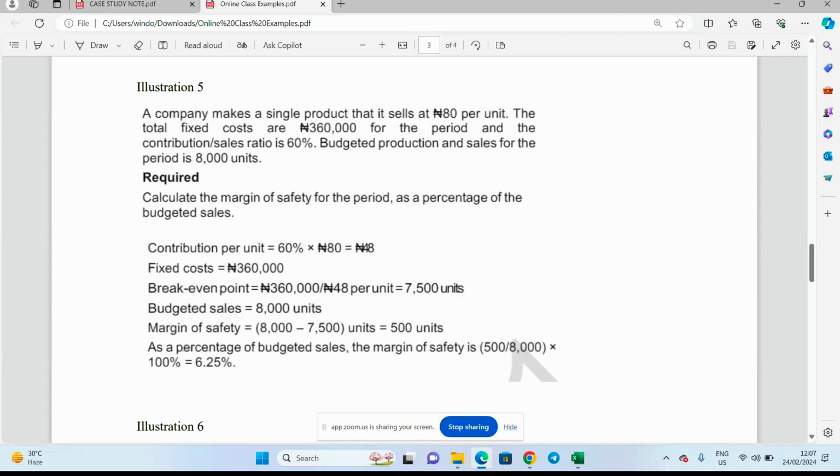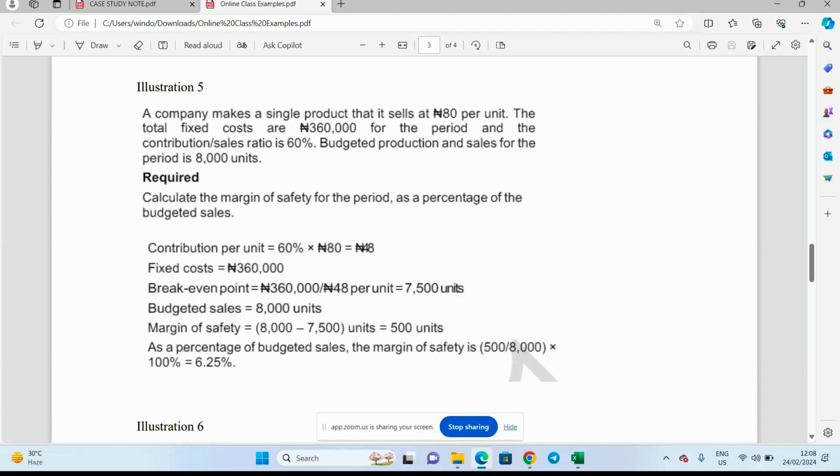You already know what your fixed cost is. So calculate what's your break-even point. If your contribution per unit is 48 naira, fixed cost is 360,000. What is your break-even point? 360,000 divided by 48. And that is how much? 7,500. Excellent. Budgeted production and sales for the period is 8,000 units, right? Yes, sir. So 8,000 units minus 7,500, what do you have? 500. That is your margin of safety.